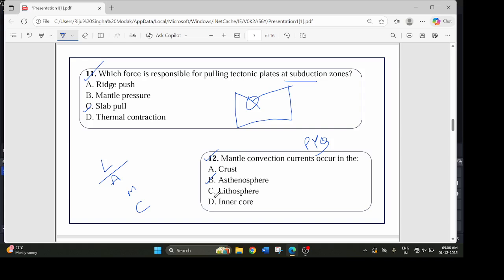The lithosphere means the rigid outer shell of the earth, and the inner core is the solid innermost part of the earth, not involved in mantle convection. The crust is the rigid outer layer, part of the lithosphere. So the correct answer is the asthenosphere.